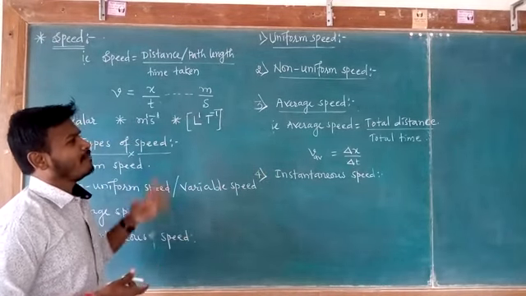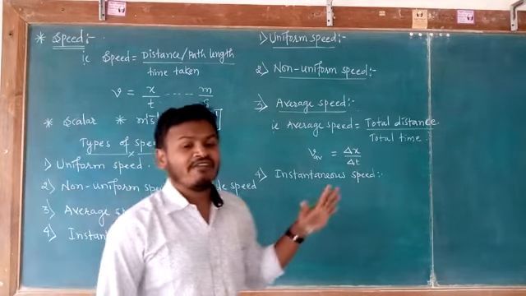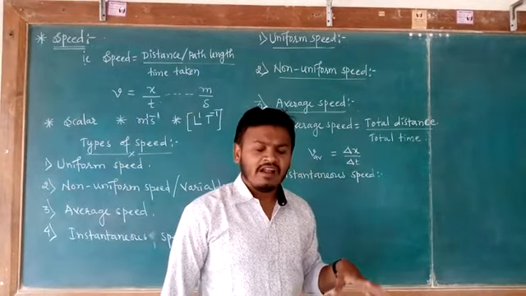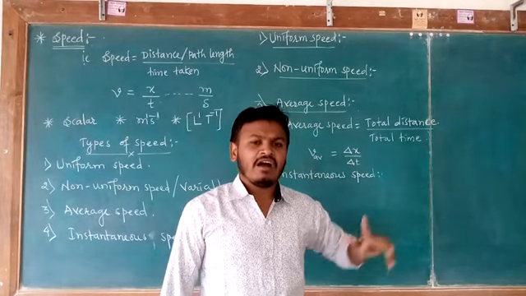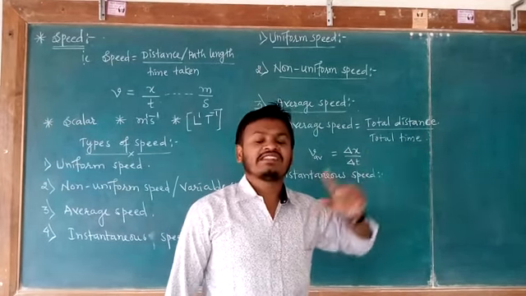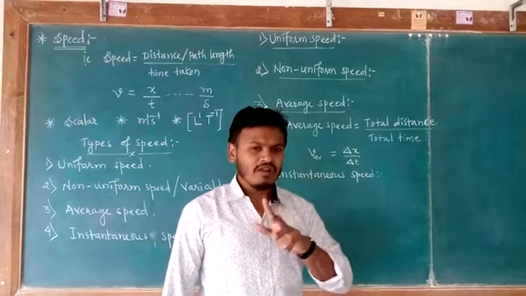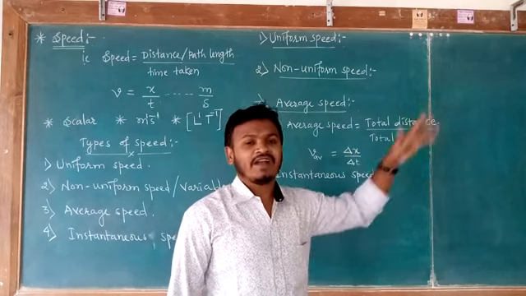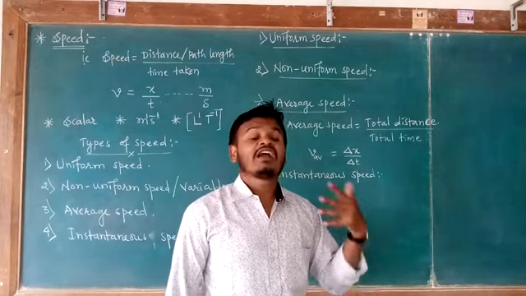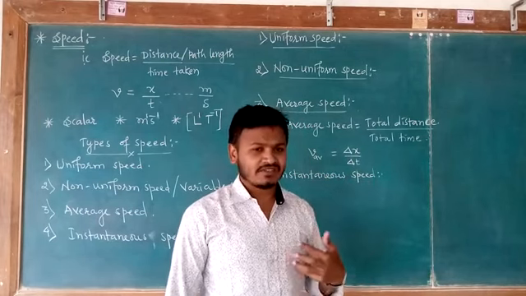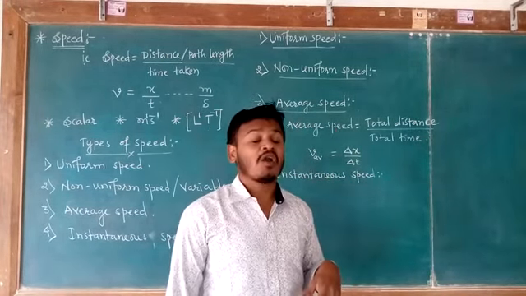The example for non-uniform speed: suppose a car is traveling on a straight track. Let it cover 5 meters of distance in the first second of time, 8 meters in the second second, and 1 meter in the third second, and so on. Then the speed of the car is non-uniform. It means in every second the car travels different distances. Therefore, the speed of the car is variable or non-uniform.